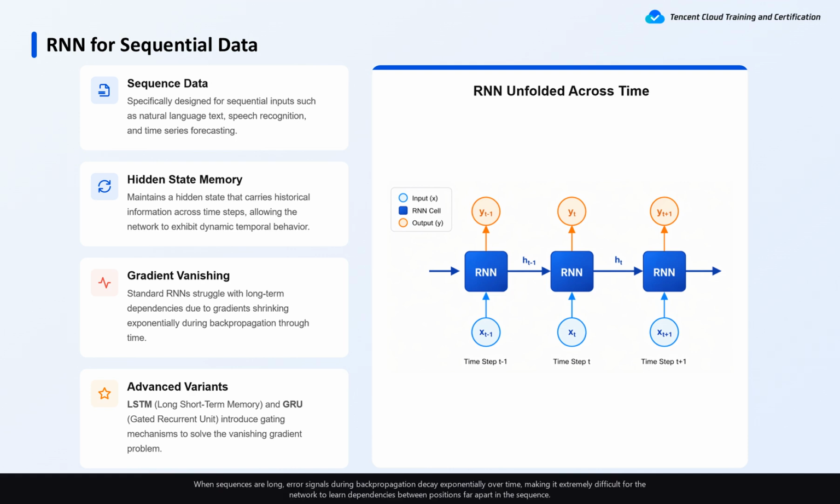When sequences are long, error signals during backpropagation decay exponentially over time, making it extremely difficult for the network to learn dependencies between positions far apart in the sequence. This fundamental limitation drove the development of LSTM and GRU architectures, and ultimately the transformer architecture, which resolved the problem through a completely different mechanism, self-attention, and became the foundation for all modern large language models.